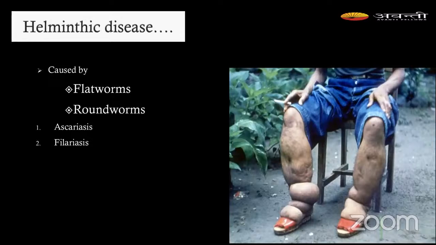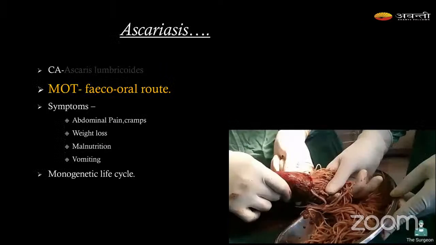So mainly two types of helminthic diseases we are going to learn. One is the flatworm disease and another one is the roundworm disease. The first one we are going to learn is ascariasis, and the second one is filariasis. Here in the diagram you are seeing elephantiasis. The person's leg looks like an elephant leg, so that's why we call it elephantiasis. Fine, let us study this.